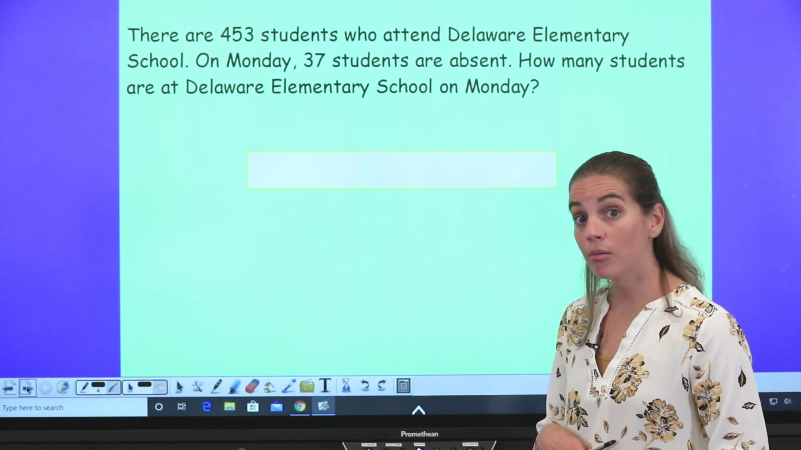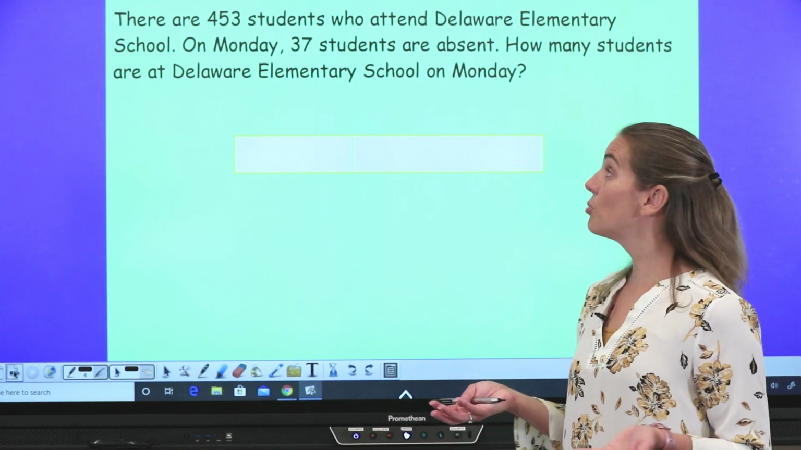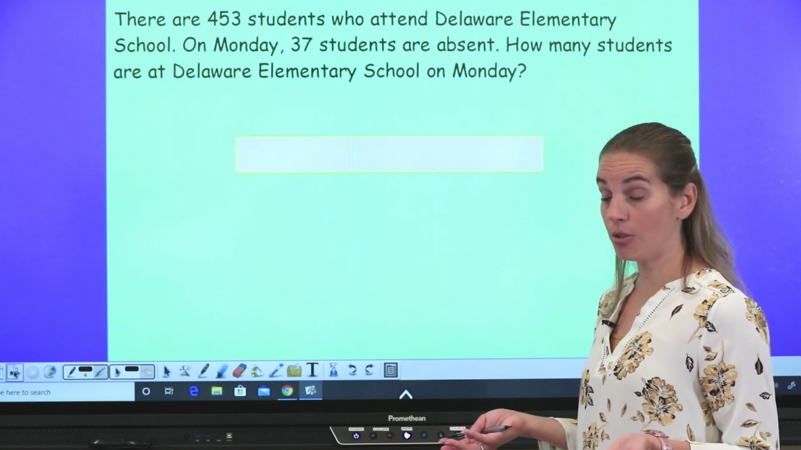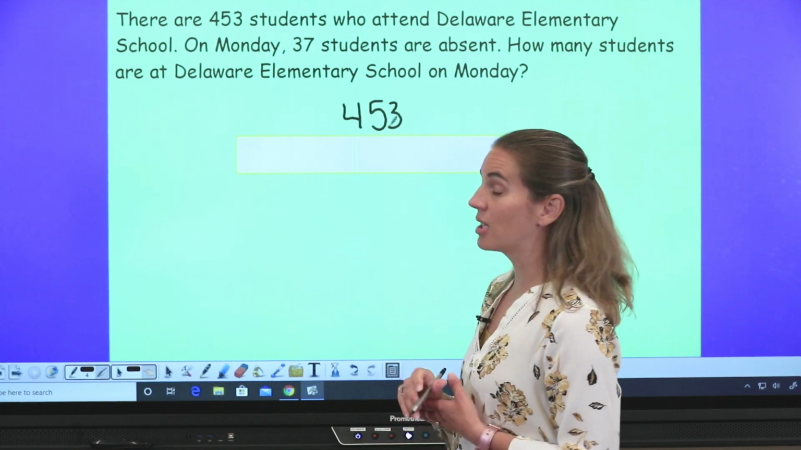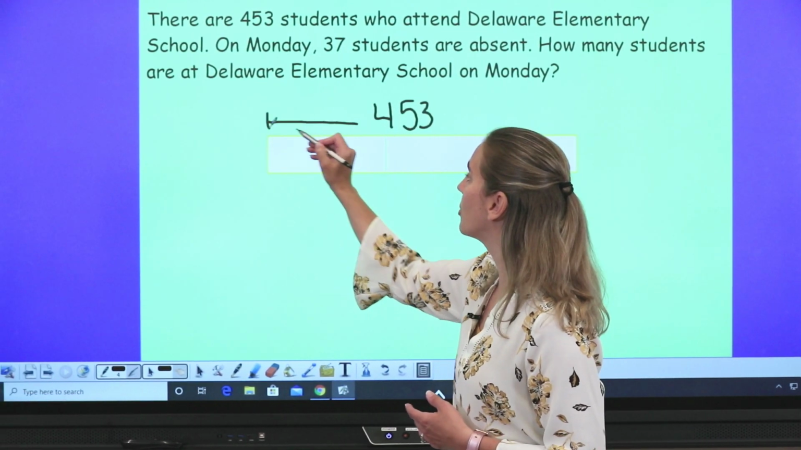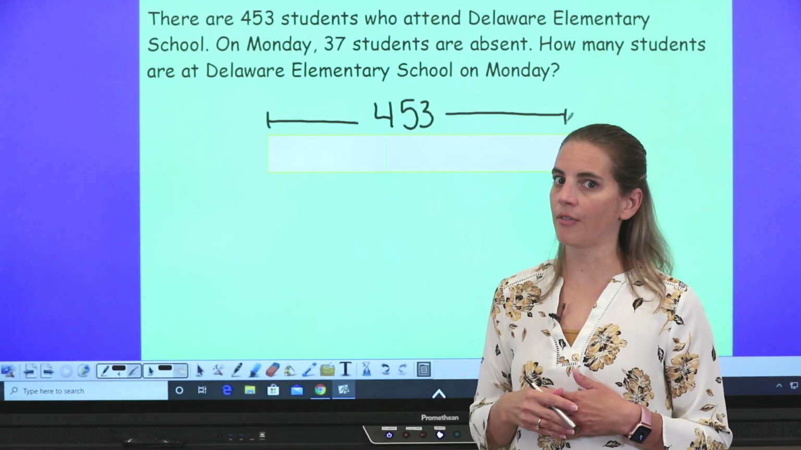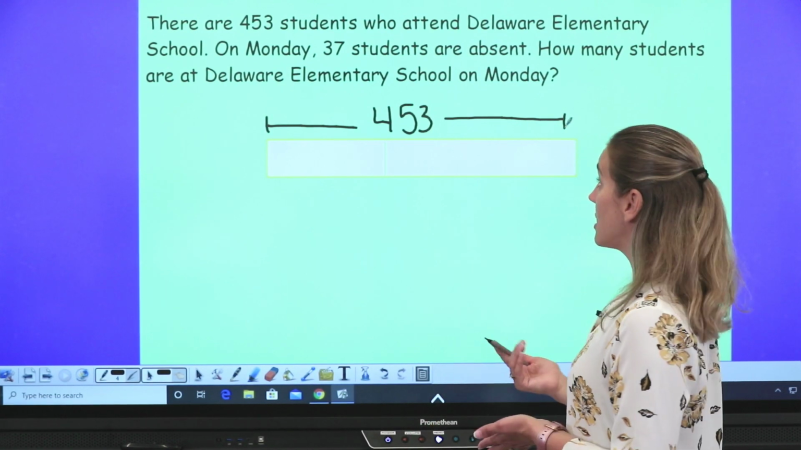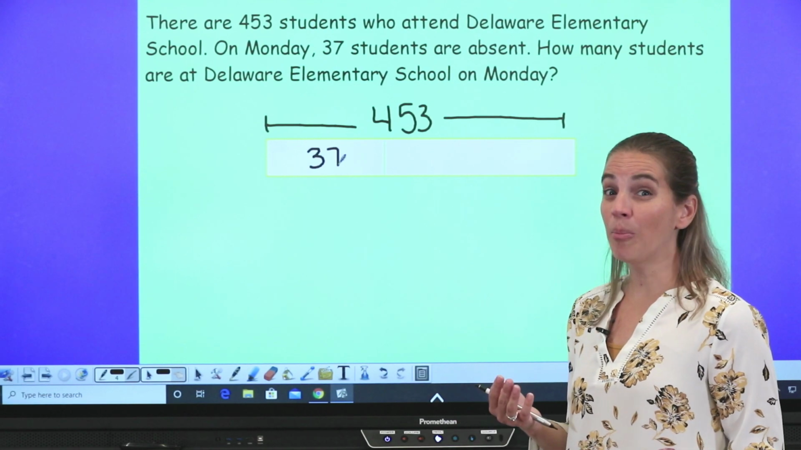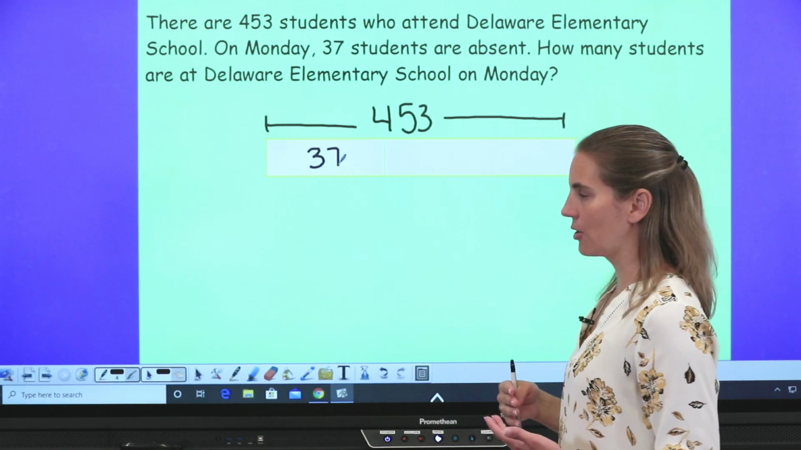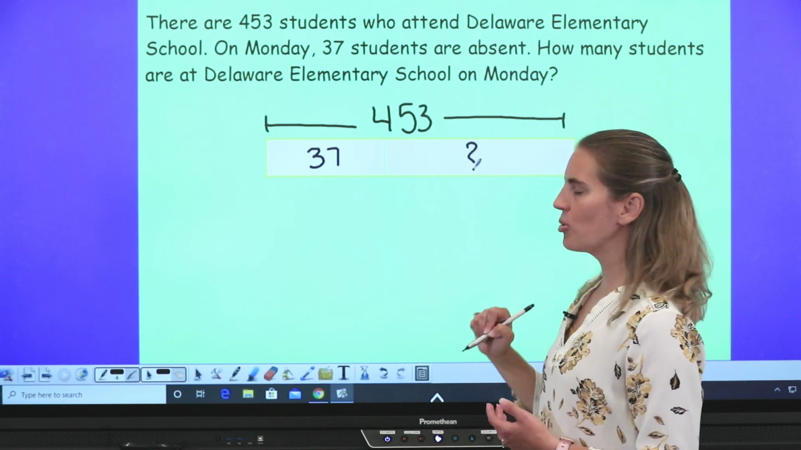Well, think about what we know. Do I know the total number of students that attend the elementary school? I do, right? I know that there are 453 students. So I know the total. 453 students represents this whole group. Well, I also know that on Monday, 37 of those students are absent. So 37 represents part of my students. Well, the question is, how many students are at school if 37 are absent? So I need to know this number. So I'm going to put that question mark there to represent my unknown number.